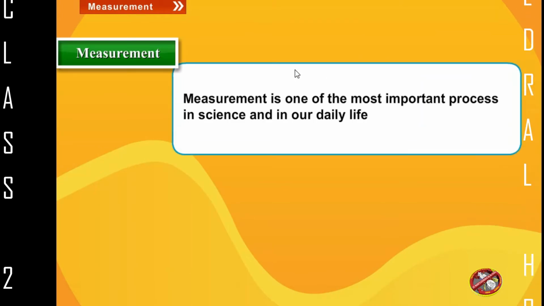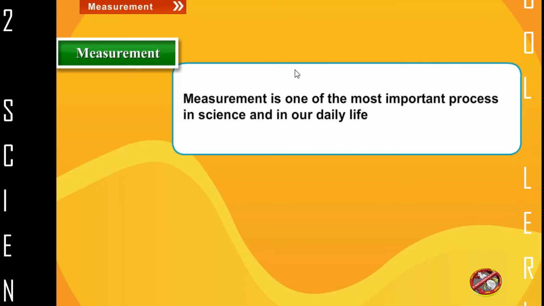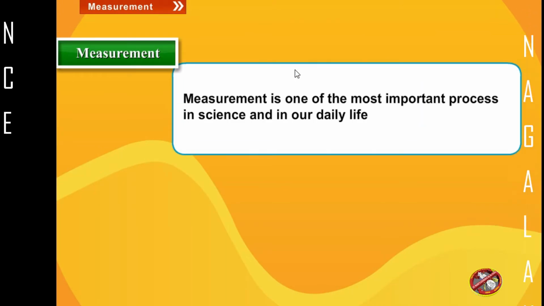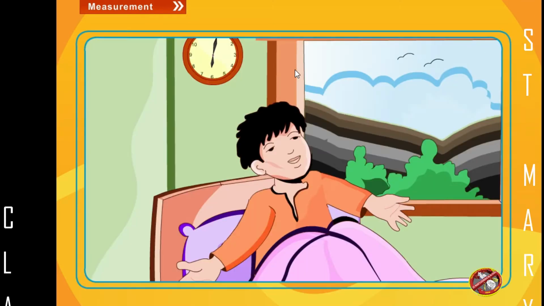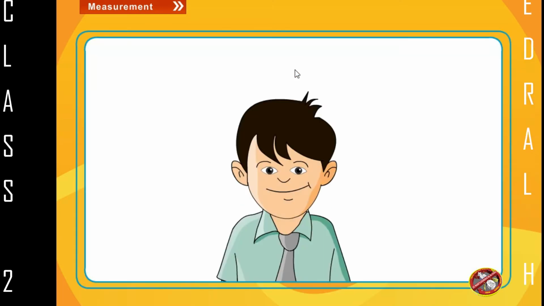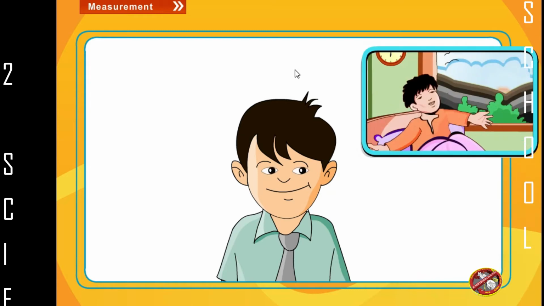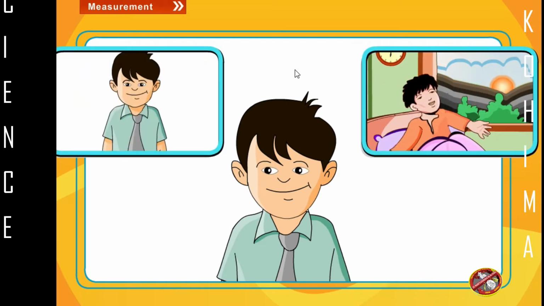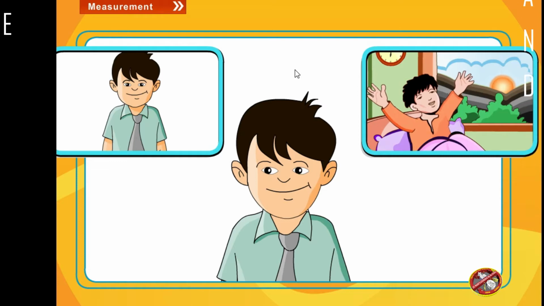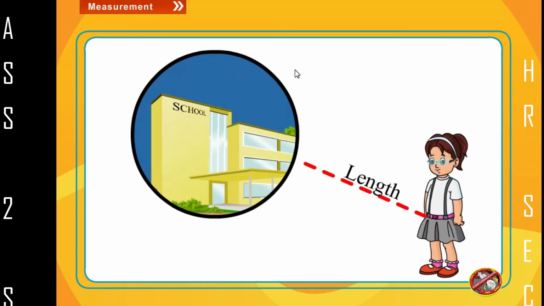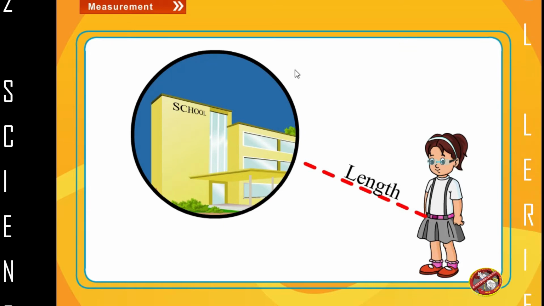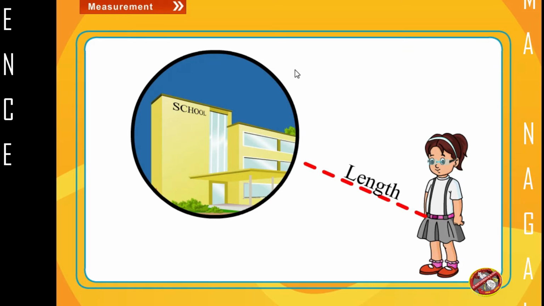Measurement. Measurement is one of the most important processes in science and in our daily life. We get up in the morning, get ready and go to school. At what time should we get up? How long we take to get ready? These questions are related to measurement of time. How much distance do we have to travel from our home to our school? This question is related to the measurement of length.